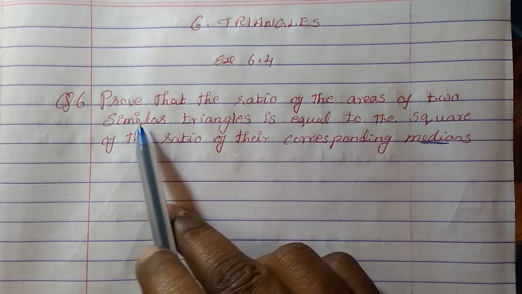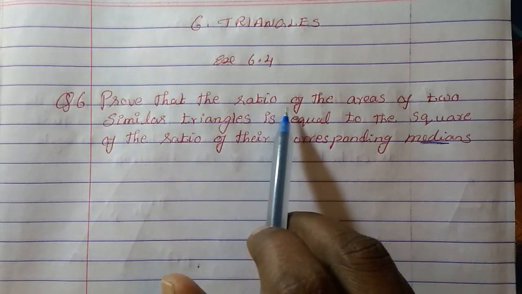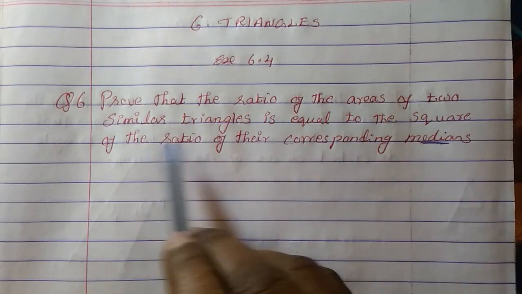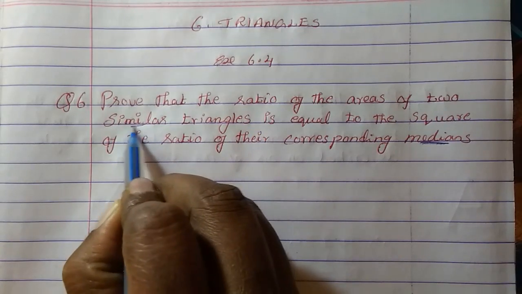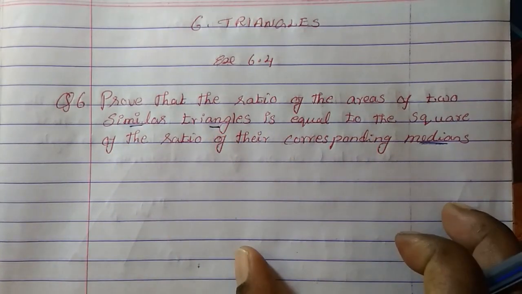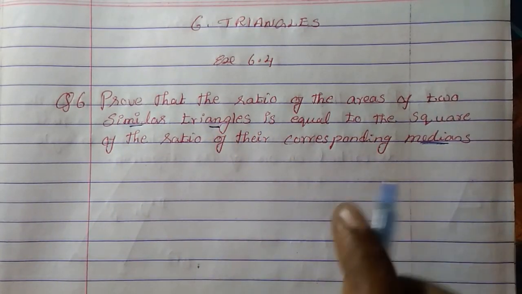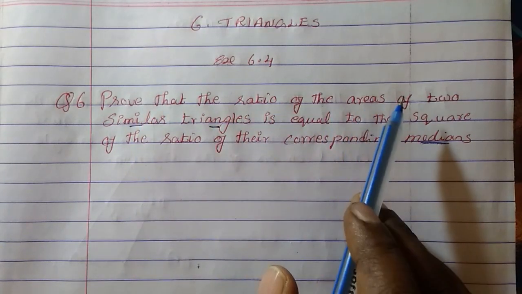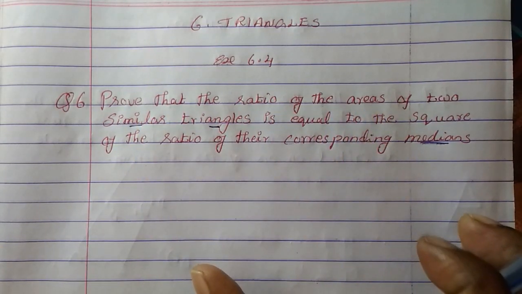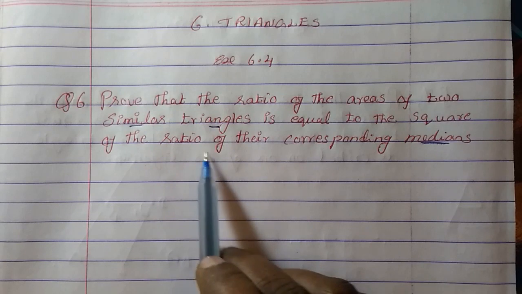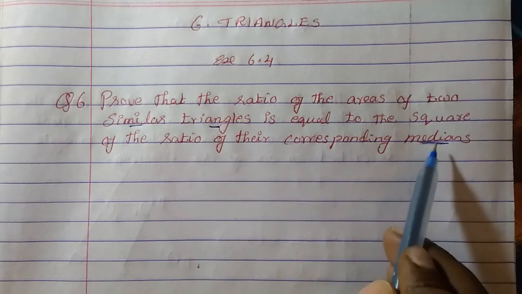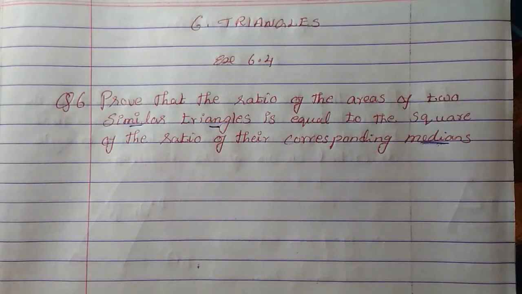So first of all, what do we have to prove? Prove that the ratio of the areas of two similar triangles. So that means we need two similar triangles. So let's first draw two similar triangles. Then we have to prove the ratio of their areas is equal to the ratio of their corresponding medians. So that's what we have to prove.